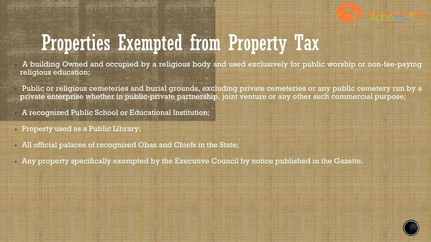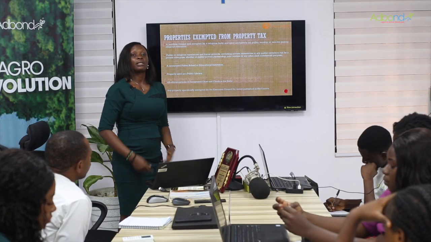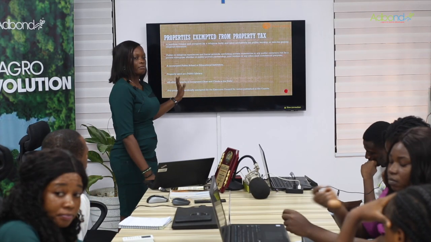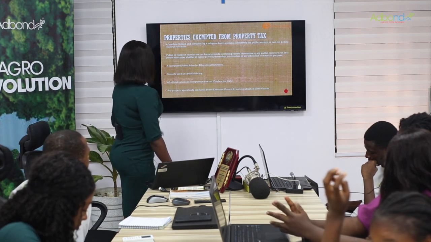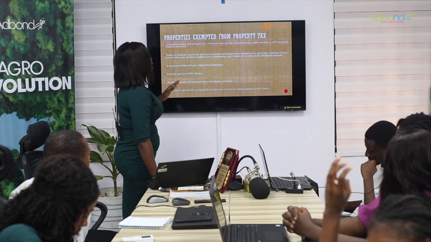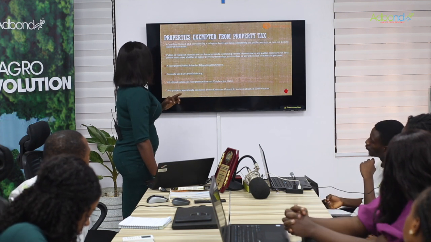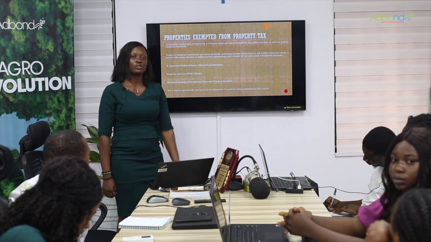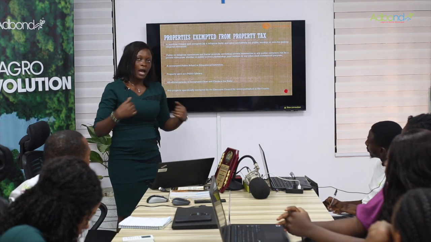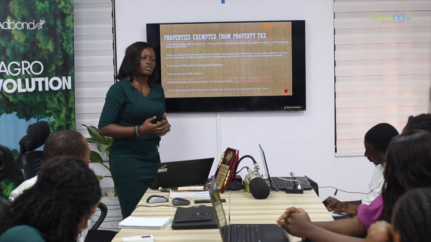So now, what are the properties exempted from property tax? We've mentioned that there are different kinds of properties, and all properties, so far you have vacant land, whether you've developed it or not, you're supposed to pay tax. But there are some properties that are exempted from this property tax, the land use charge. So we have a building owned and occupied by a religious body and used exclusively for public worship or non-fee-paying religious education. So our churches, our mosques.